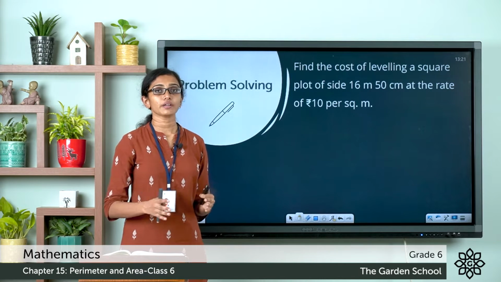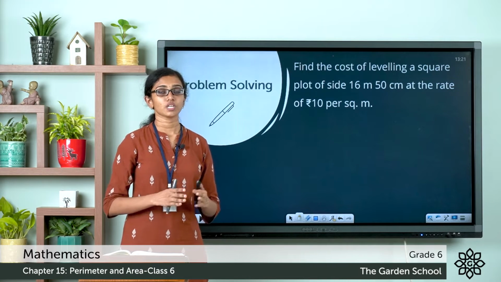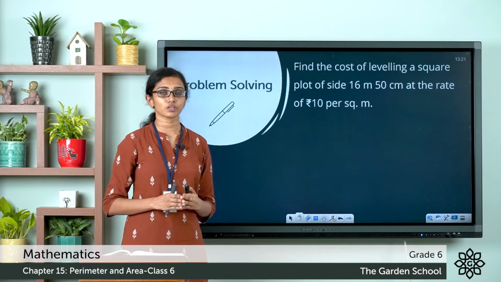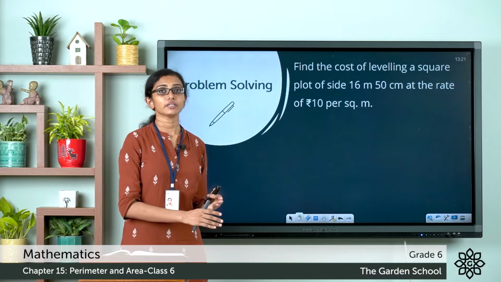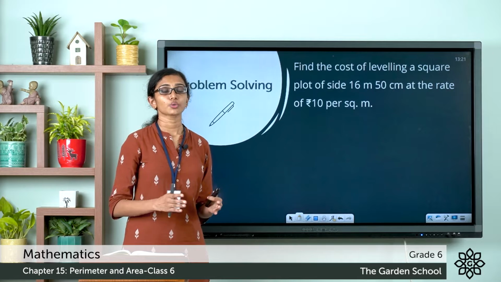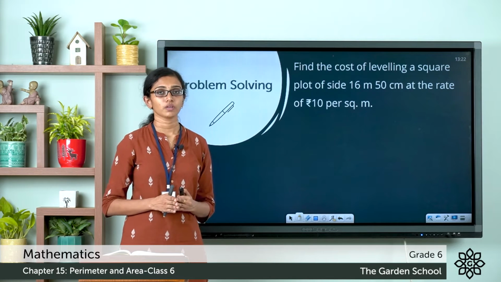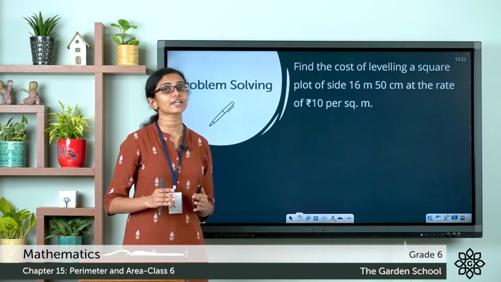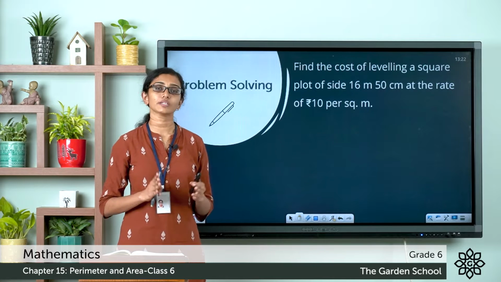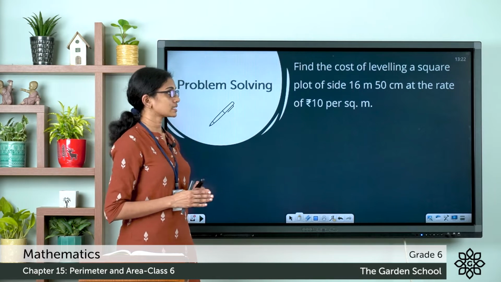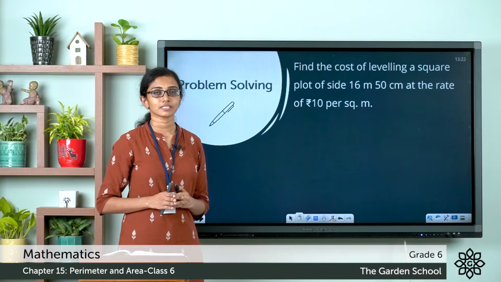So how can we find out the total cost? If we know the total area of this square plot, we can find out what will be the cost to level up this whole square plot. So the first step is to find out the area of this square plot. So let's do that now. From the data given to us, let's write down the steps.